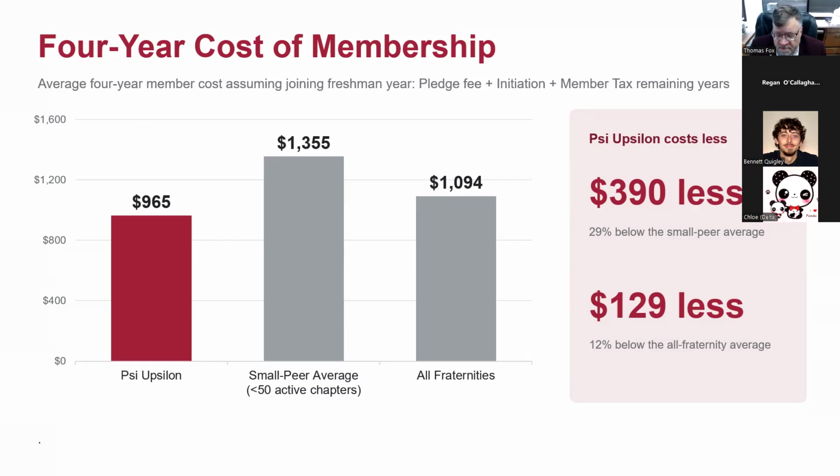We don't include fixed chapter costs, and we don't include insurance with this. So our chapter services fee and our risk management fee aren't included in this, nor are they for the other national organizations that we were able to get information from. And I won't lie, I can't say every national fraternity gave us this information, but it was well over 40, and I think eclipsed 50. So it's a pretty good benchmark. Our 4-year cost with what we are going to be charging next year is $965. You look at similar fraternities that are less than 50 active chapters, it's above 1,300, and it's about 1,100 if you look at all national fraternities.